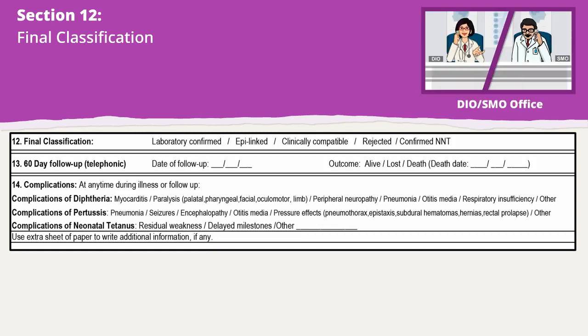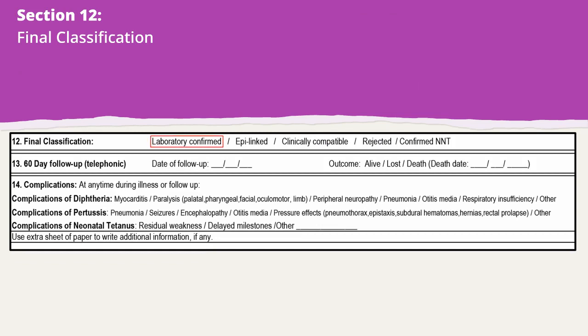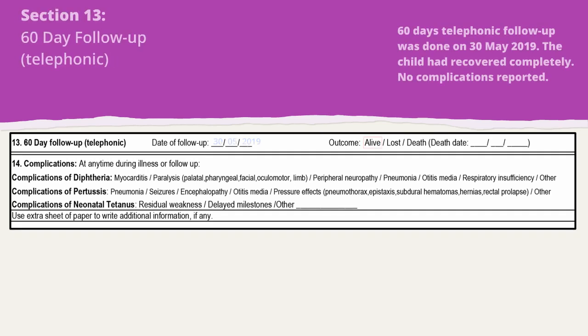In Section 12, DIO or SMO need to update the CIF with the final classification as laboratory confirmed, epidemiologically linked or clinically compatible. Rejected means not fulfilling the case definition of the disease and no EPID number should be allotted to rejected cases. In NNT cases, encircle confirmed NNT if the case fulfills case definition.